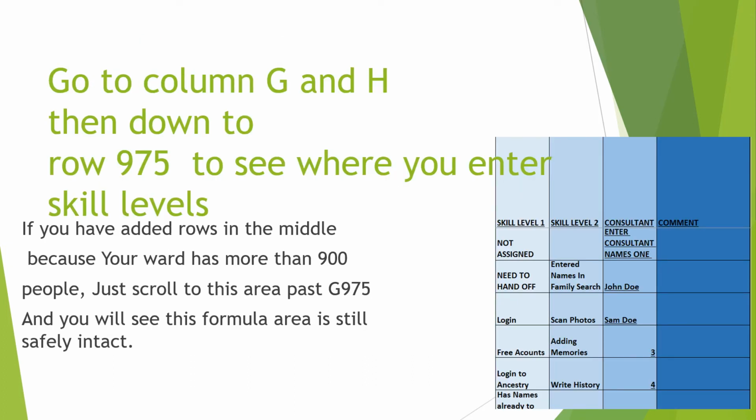So now you go to column G and H and then go down to row 975, and that's where you enter the skill levels. So these are things that you need to be able to do when you're working family history. Easy skill level 1 is I know how to log in, I know where to get the free accounts, I know how to log into Ancestry, and I've already got names reserved. So that's skill level 1 right there.